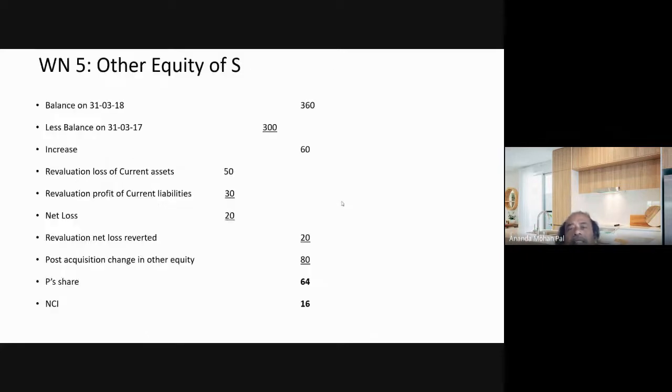Then for the next year, before going to the consolidated, you have to now develop some working notes. What? Particularly the other equity of the subsidiary balance. Other equity balance was 360. It was the balance. I can go back to the problem.